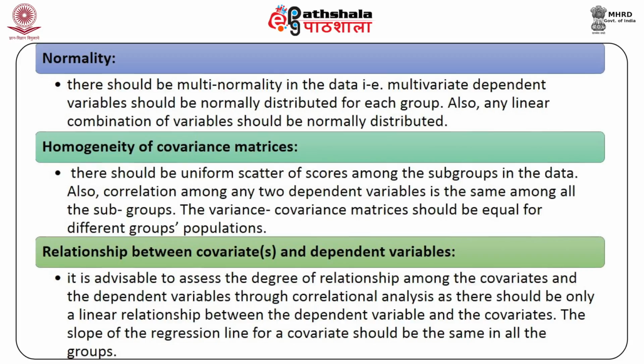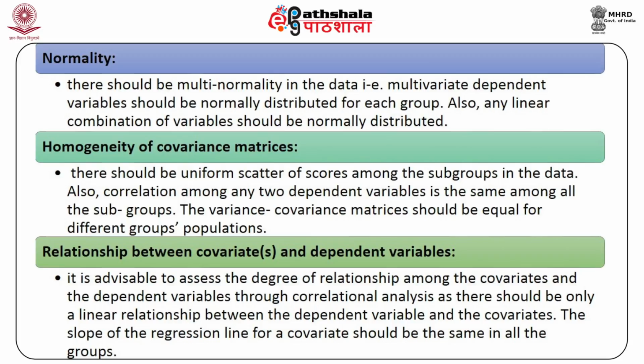Homogeneity of covariance matrices. There should be uniform scatter of scores among the subgroups in the data. Also, correlation among any 2 dependent variables is the same among all the subgroups. The variance-covariance matrices should be equal for different groups of the populations.